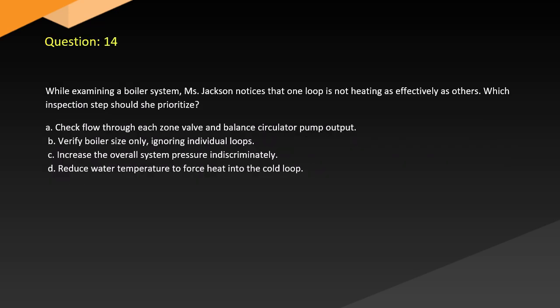Question 14. While examining a boiler system, Jackson notices that one loop is not heating as effectively as others. Which inspection steps should she prioritize? A. Check flow through each zone valve and balance circulator pump output. B. Verify boiler size only, ignoring individual loops.